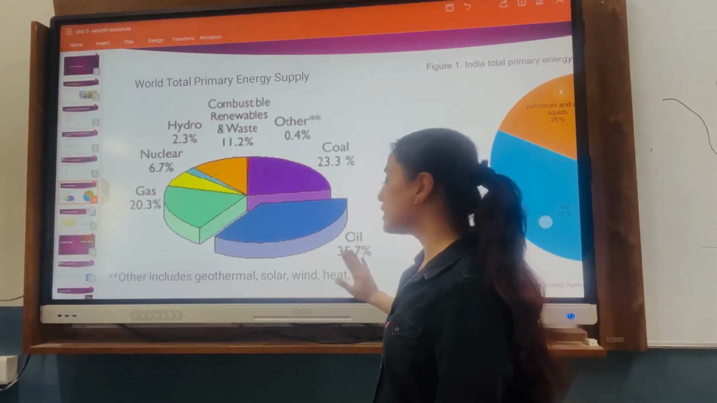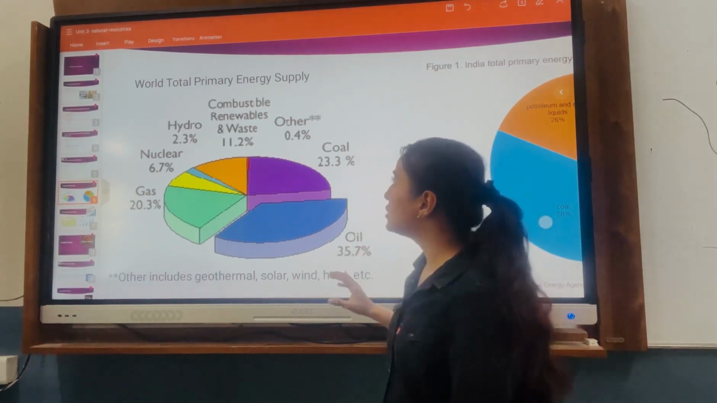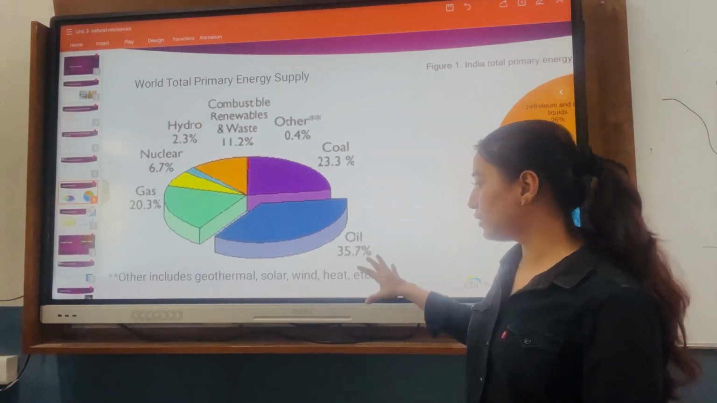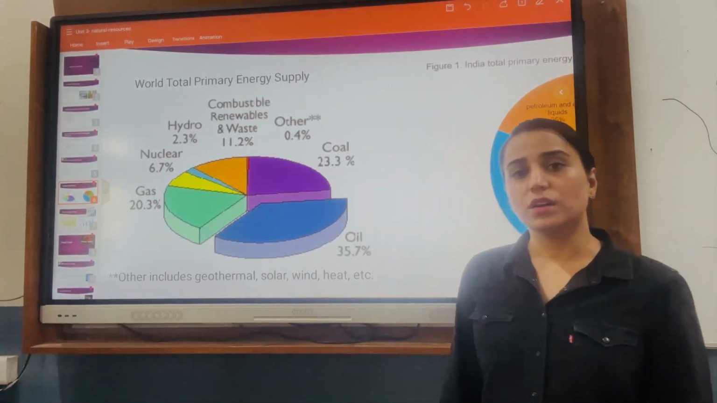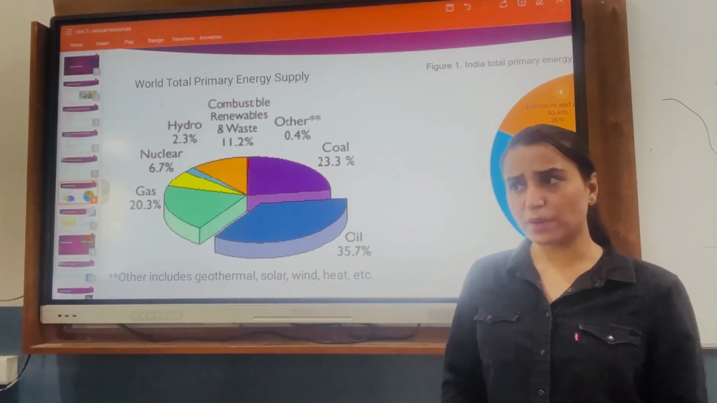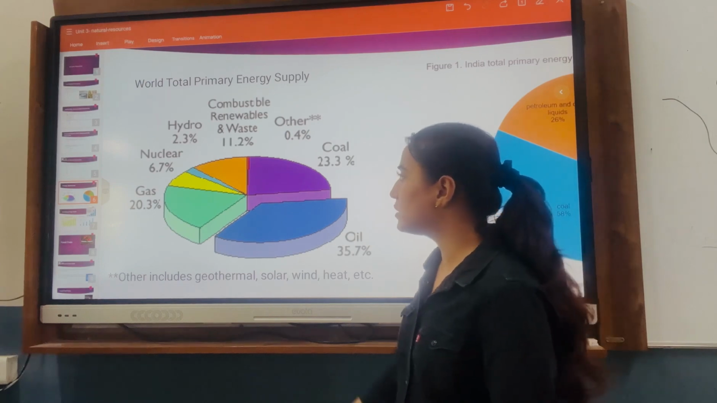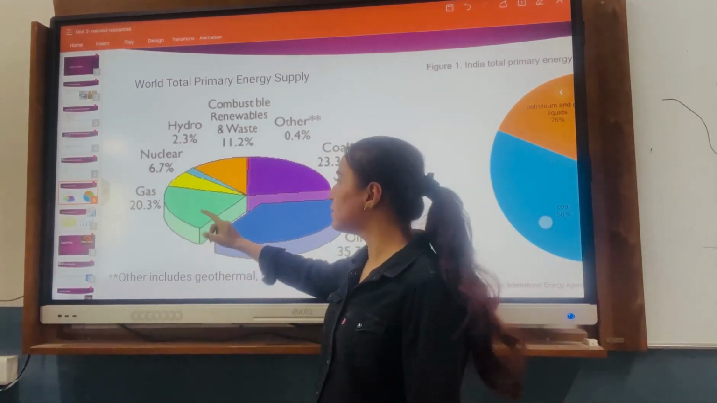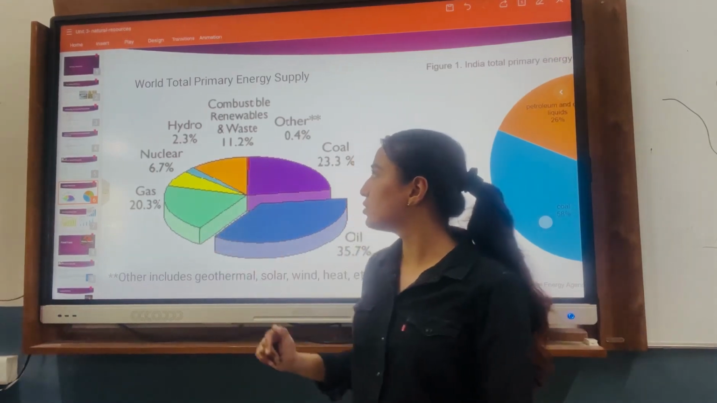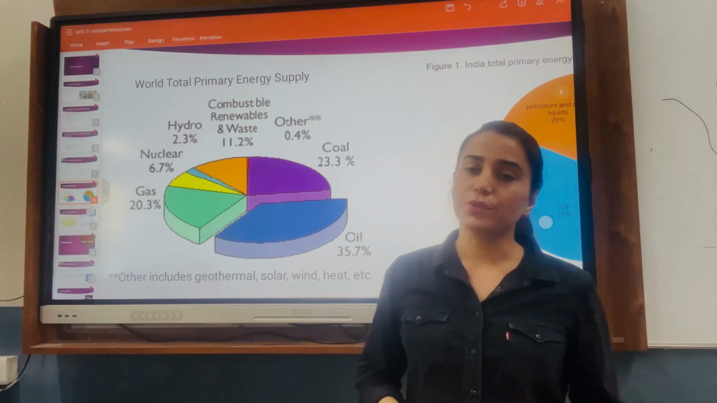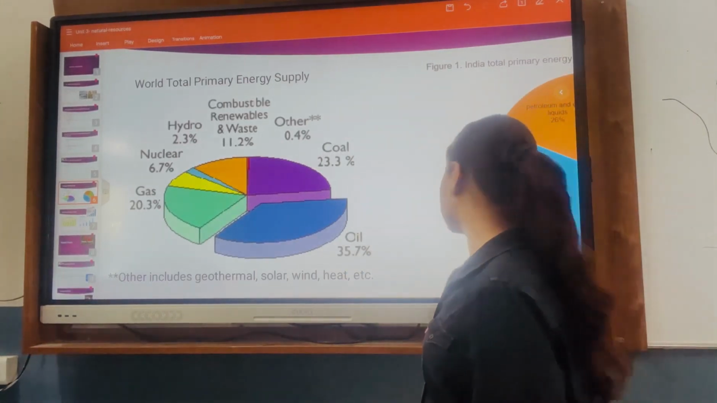Here you can see that oil is utilized by countries all over the world. About 25% of the world's total energy demand is fulfilled by oil. Then we have coal, around 23%, and gas is 20.3%. Nuclear energy is around 6.7%, hydro energy supplies around 2.3%, and combustible energy resources are huge: 11.2% of all energy needs are met through fuels.